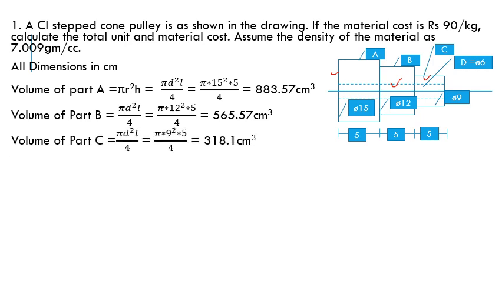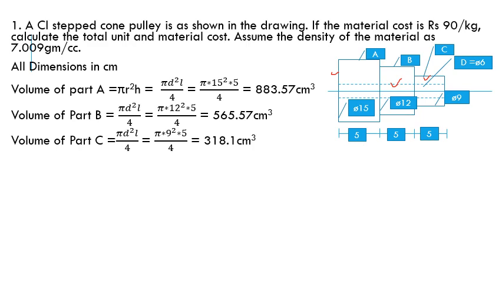How does it look? It is also in the shape of this cylinder with a dia of the cylinder as 9 centimeter and the height is 5 centimeter. Again, I will use the same formula, pi d squared L by 4. So pi into 9 square into 5 divided by 4, and I end up with the answer as 318.1 centimeter cube. Now what else remains?